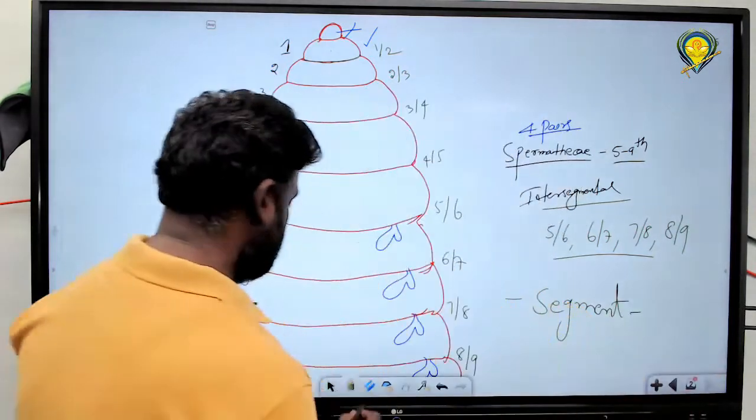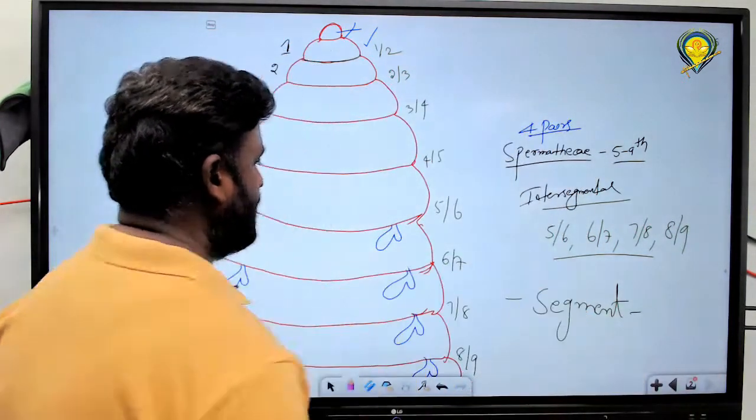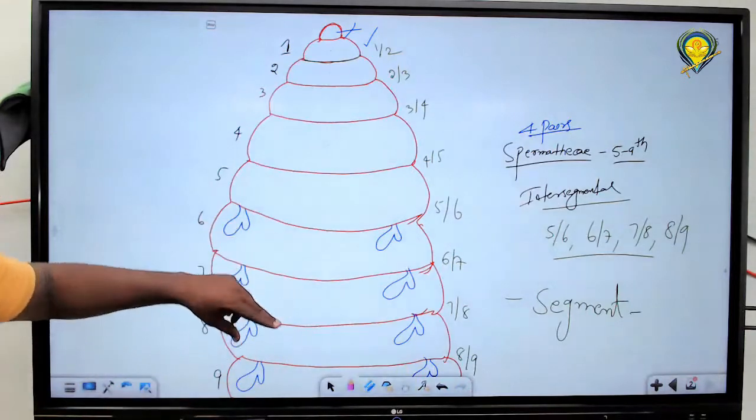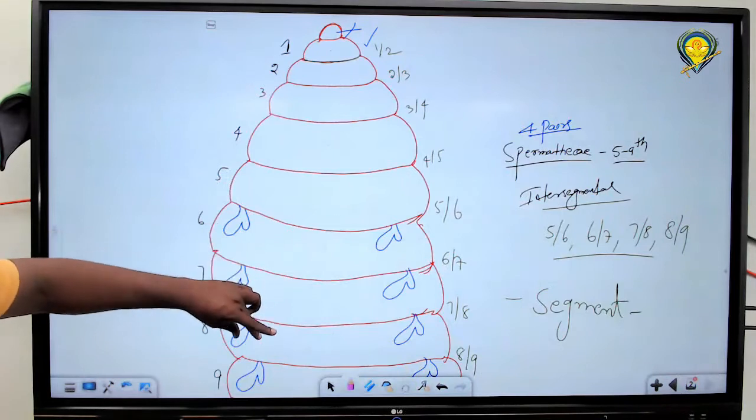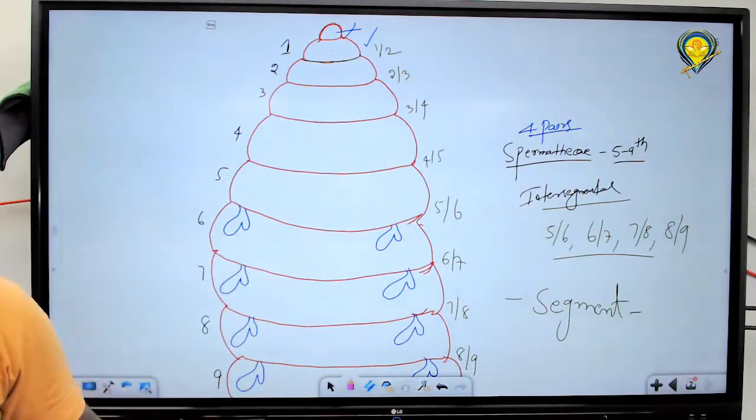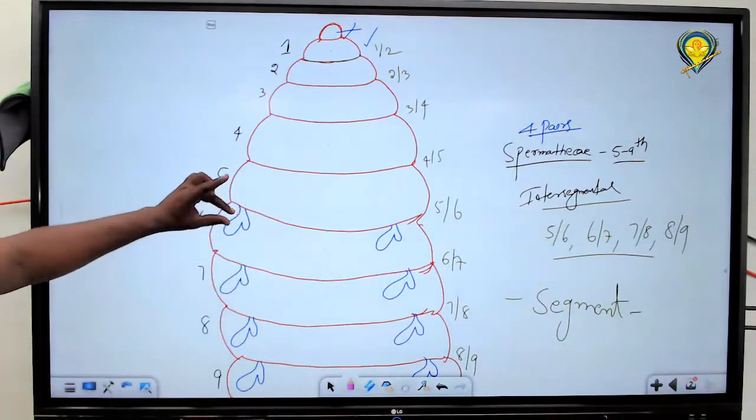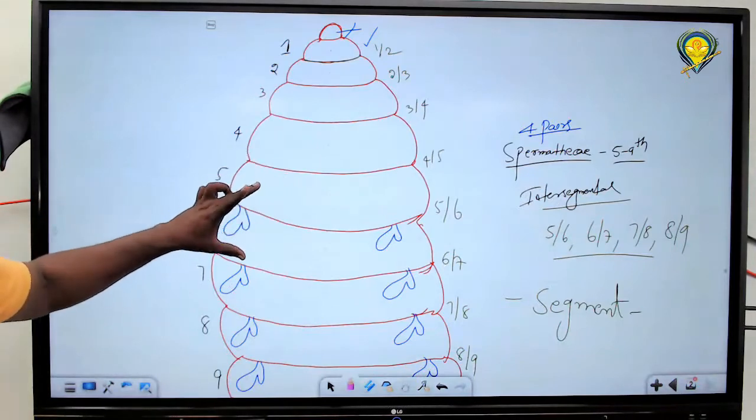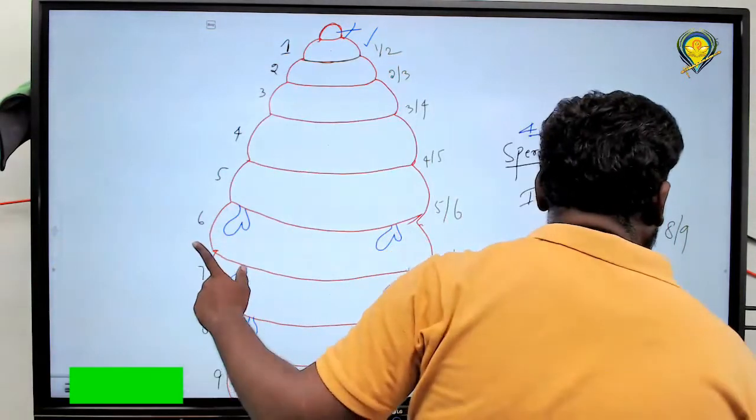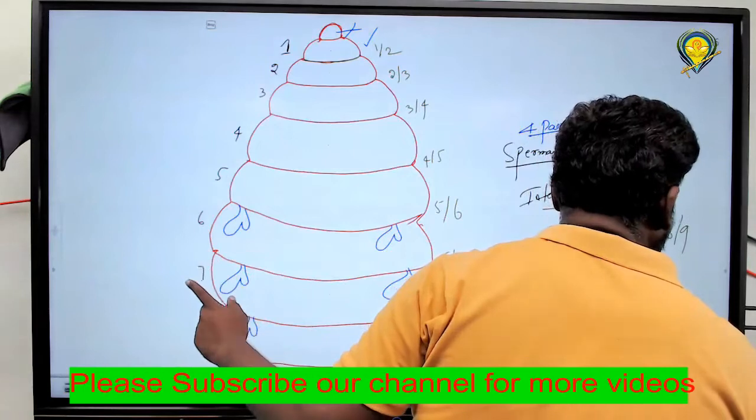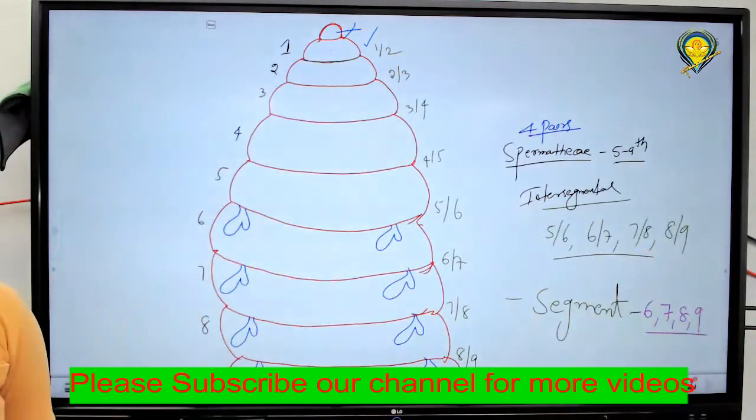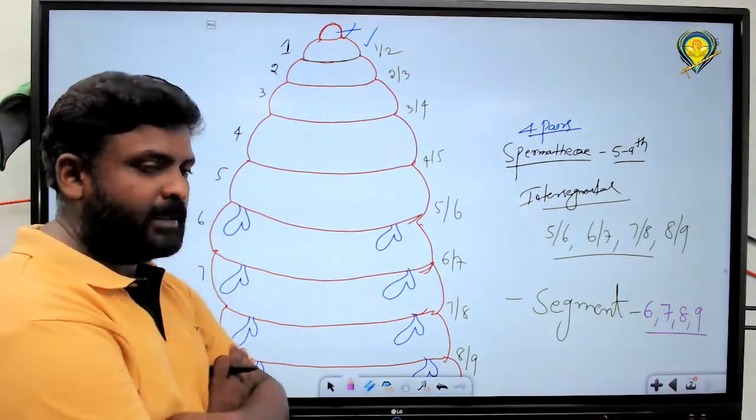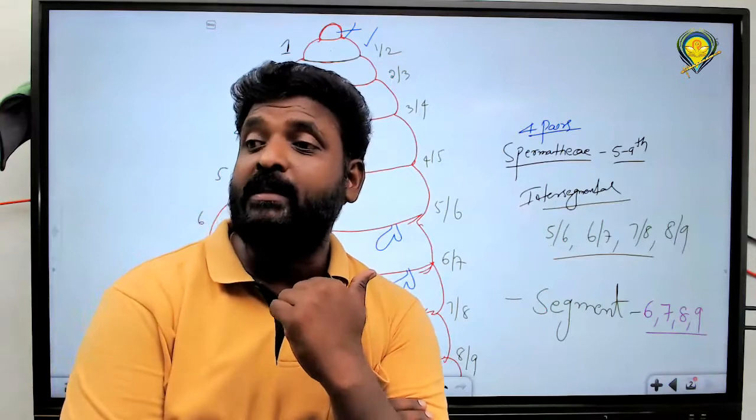Now tell me segment-wise. Which segments are there? 6th, 7th, 8th, 9th, overall 4 segments. Segment-wise, 6, 7, 8, 9. Got it, all of you? That's it. Okay guys, this is intersegmental.